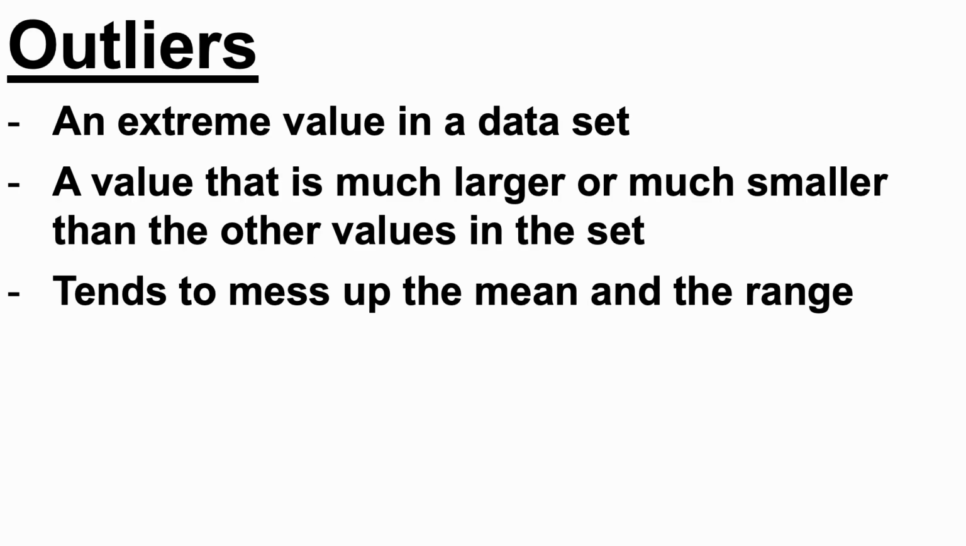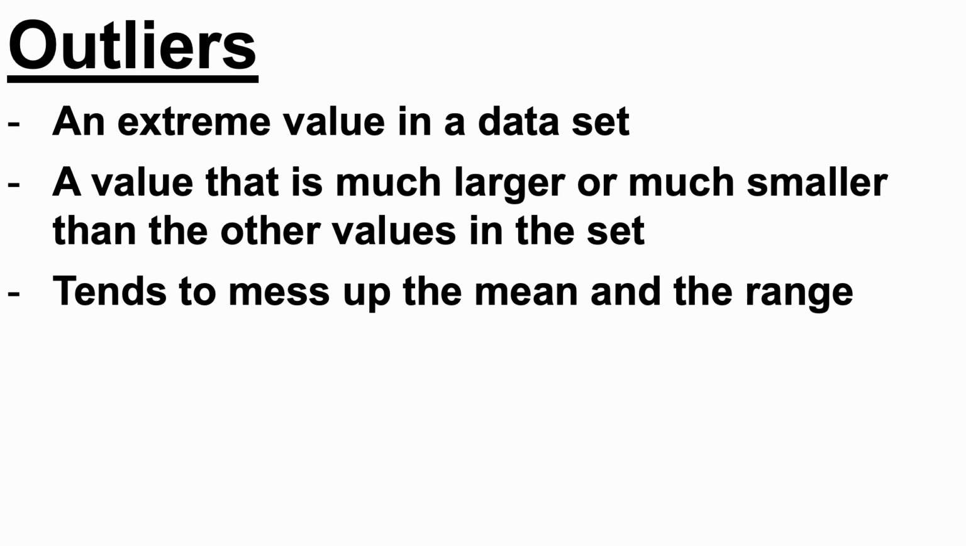Some of the information that we need when we're looking at a set of data is, are the numbers close together? Are they spread out? What does that mean, and how can that affect our measurements, our mean, median, mode, and range? One of the things that affects it is called outliers. An outlier is an extreme value in a data set.